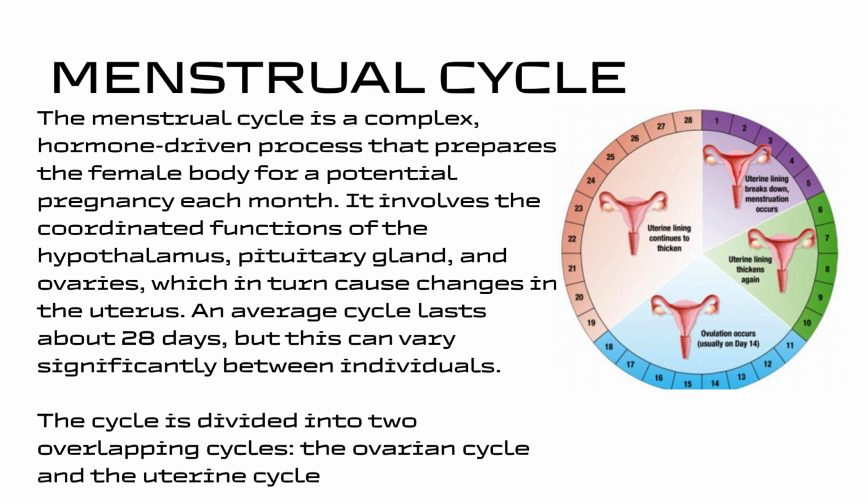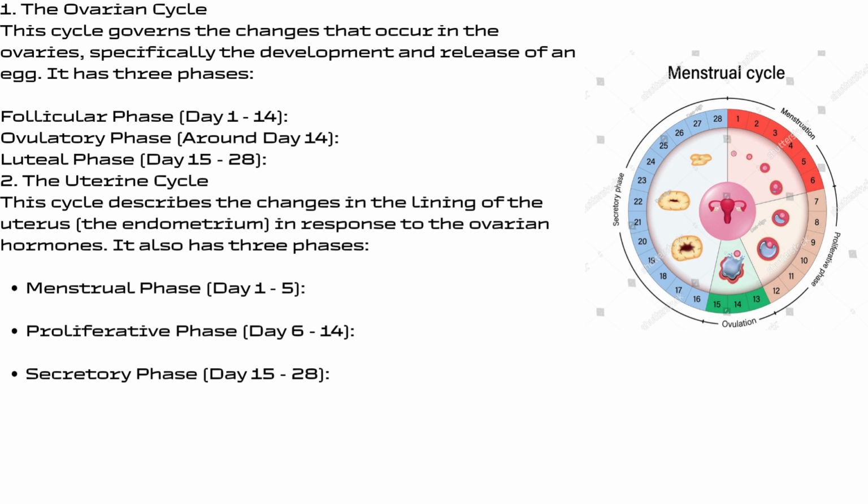The middle of each cycle is characterized by the release of an egg. This egg in every cycle comes alternately from one of the two ovaries. The cycle is divided into four phases: menstrual phase, post-menstrual phase, ovulatory phase, and the luteal phase.